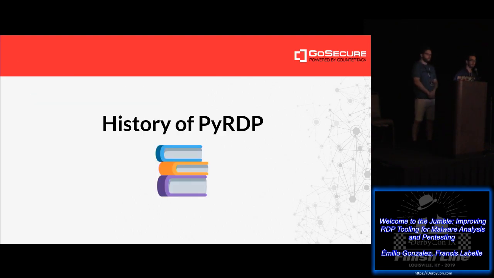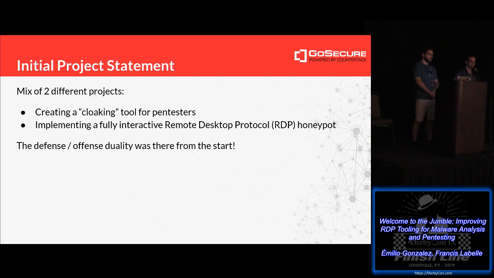So when we started at GoSecure, we were given a list of project ideas to work on, and for me and Francis, two of them were interesting to us. The first one was to create kind of a cloaking tool for pen testers. So when you're in a company's network, we wanted to make it look to IT admins like we were a legitimate machine. And the other one was to work on an RDP honeypot to see what we could get finally. So yeah, the defense-offense duality was there from the start, and we thought it was pretty cool.